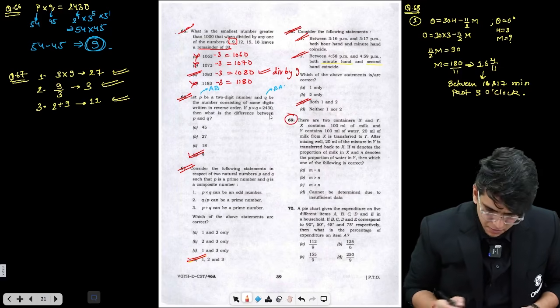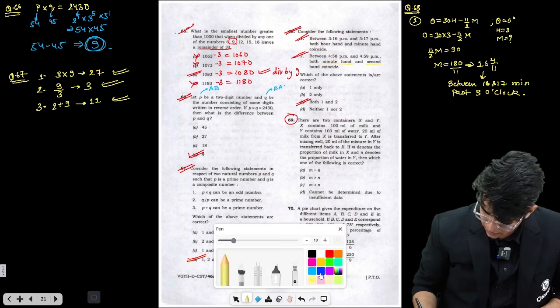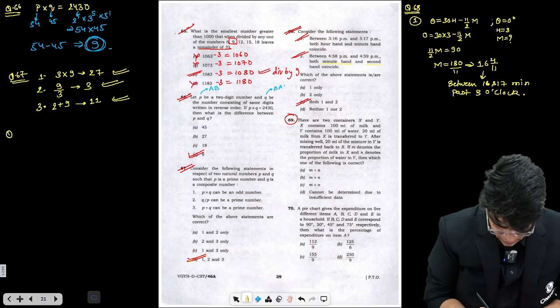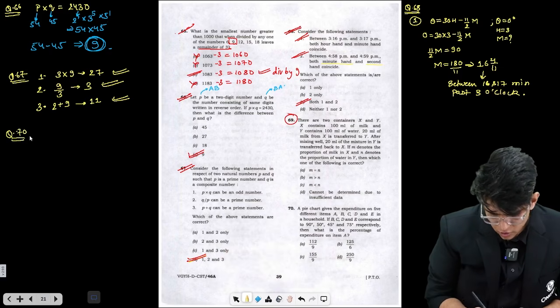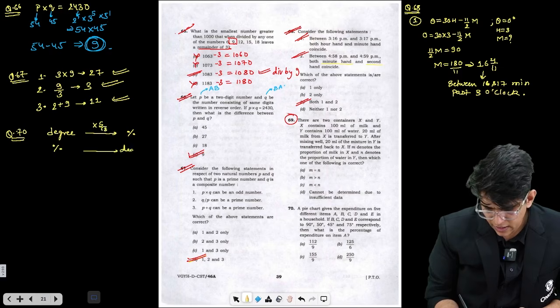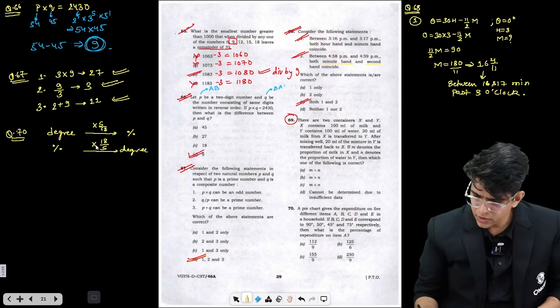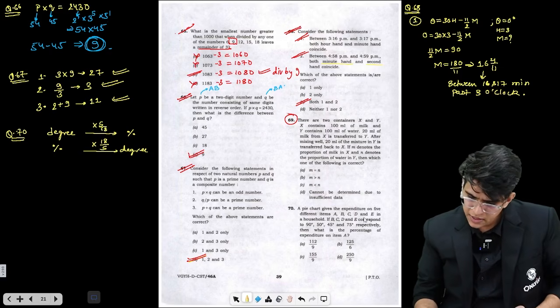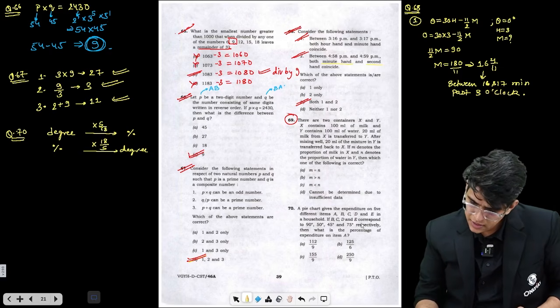Pie charts are simple. Let's solve question number 70. ठीक है, so degree to percentage we do 5 by 18, percentage to degree angle we do 18 by 5. Here we need to calculate A, B, C, D, E in a household. B, C, D, E correspond to 90, 50, 40, 75.